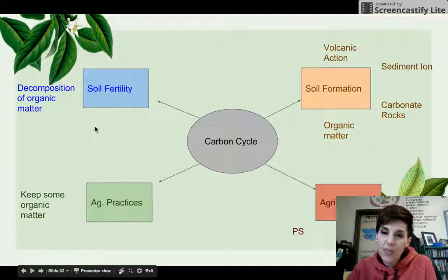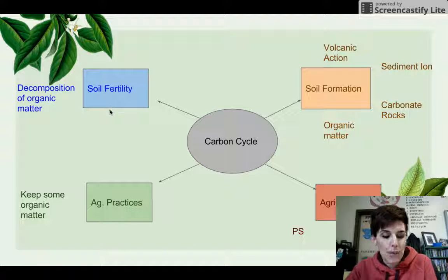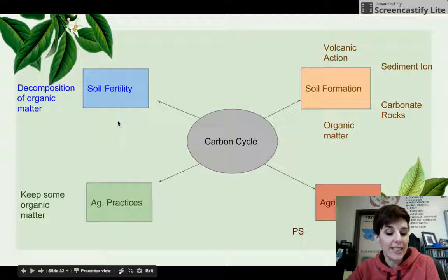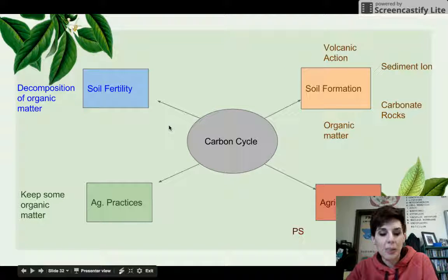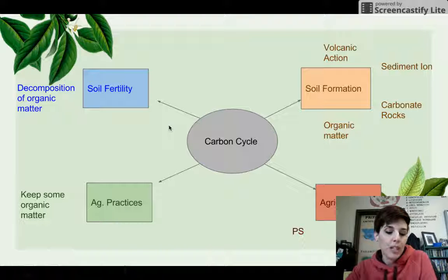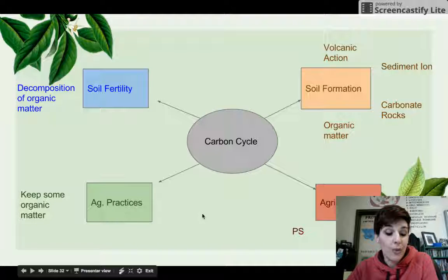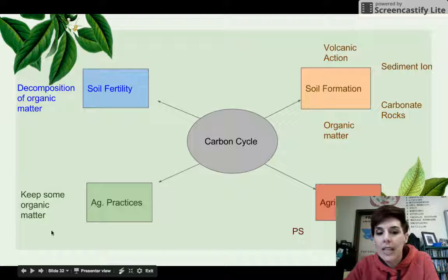So we have to find ways to actually reduce the amount of carbon dioxide that we put into the atmosphere. We have to be able to reduce our carbon footprint. So storing carbon in the form of organic matter in the soil is how we would really like to do this.